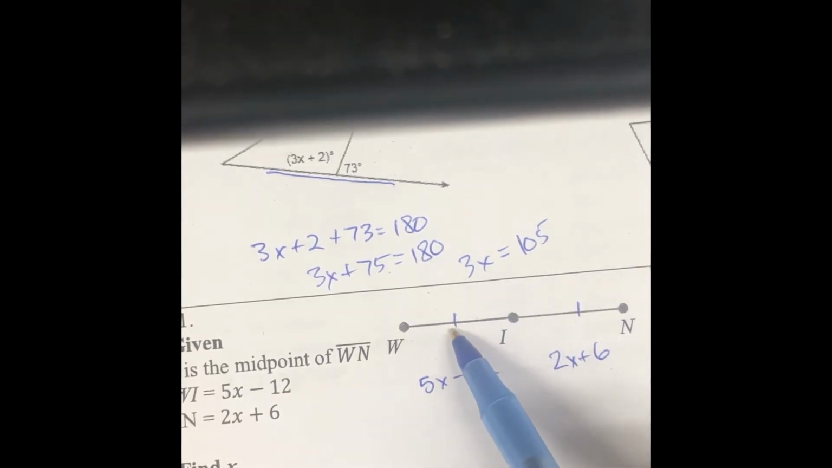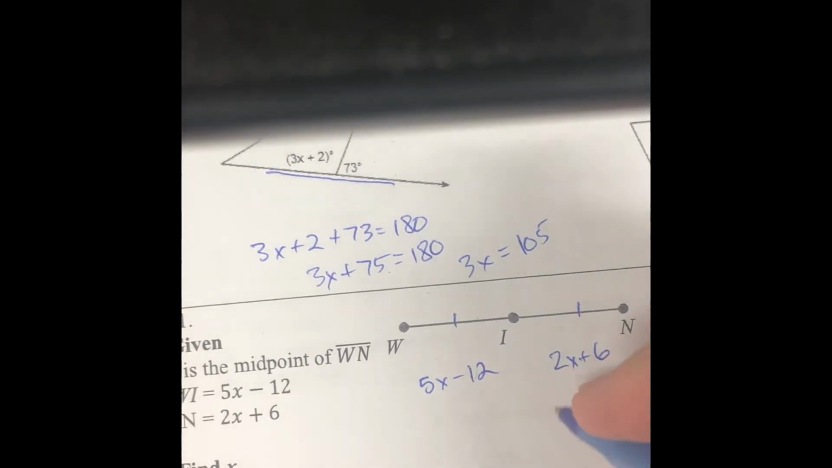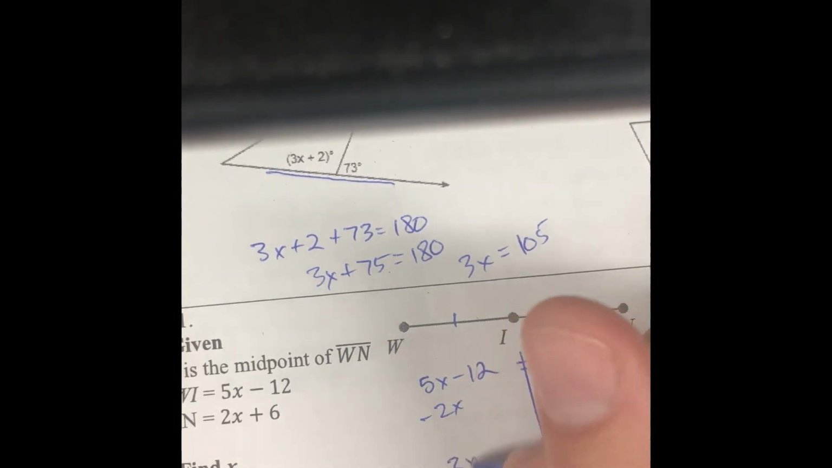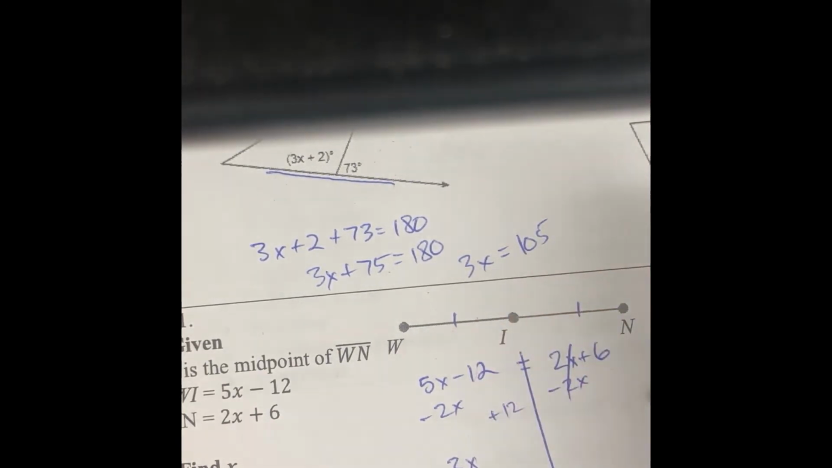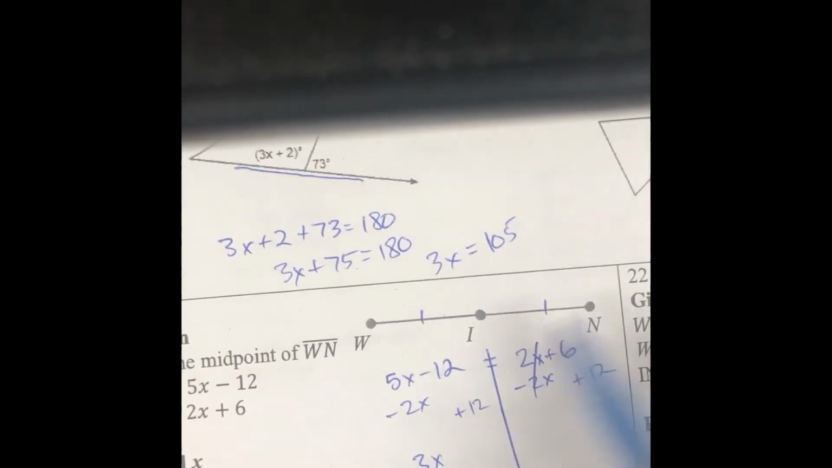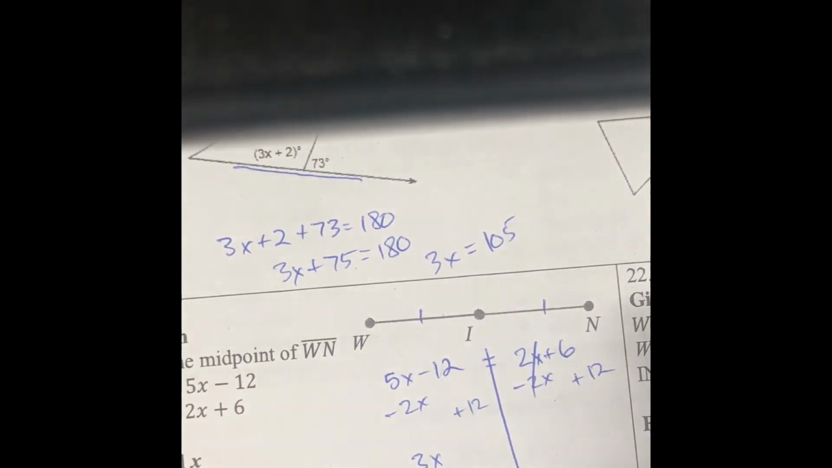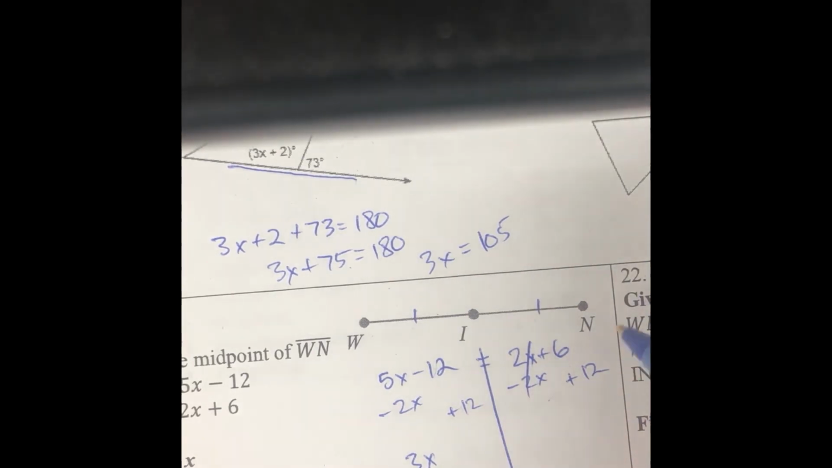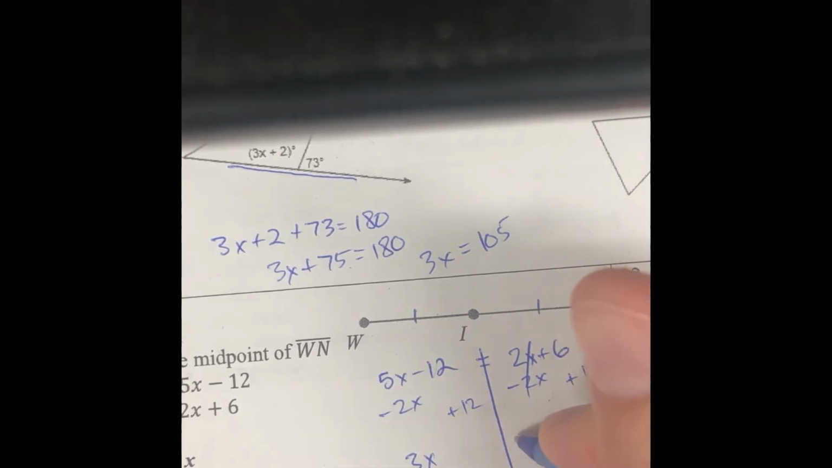Well, since this is congruent to this, these are congruent to each other. So bring your x's together. That's 3x, and then add 12 to both sides. I want the x's on one side, and I want the constants on the other. So I brought all the x's to one side, I'm bringing all the constants to the other side. 6 plus 12 is 18, so x is equal to 6.